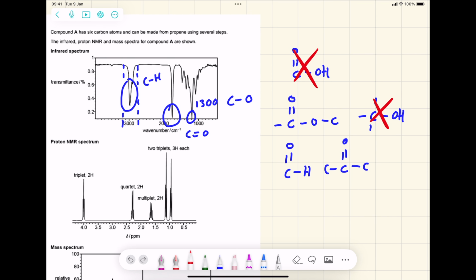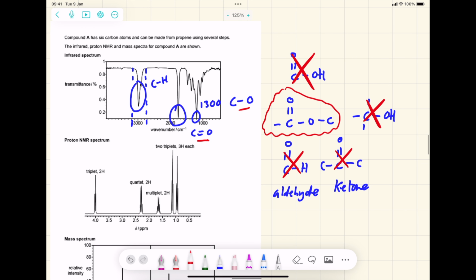So that leaves us with ester, aldehyde, ketone. Well, the infrared spectra is telling us that this molecule must contain two oxygens because we have the C double bond O and the C single bond O. So therefore, it cannot be an aldehyde and it cannot be a ketone, which leaves us with the ester functional group. So for now, that is what I'm going to go with.